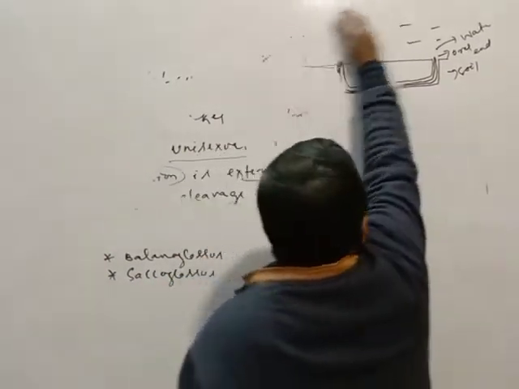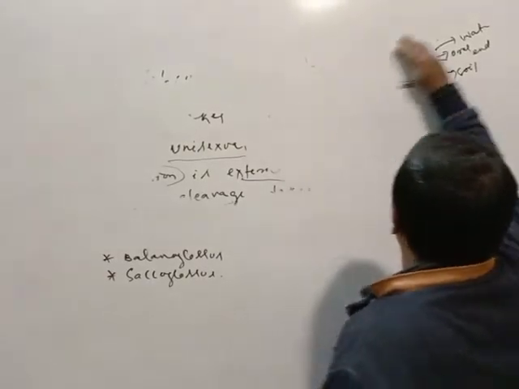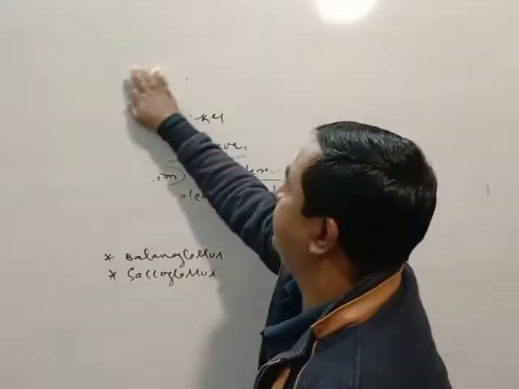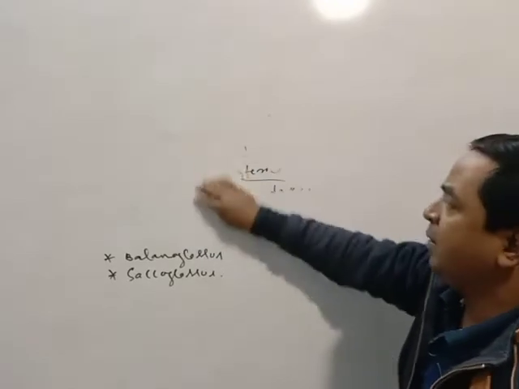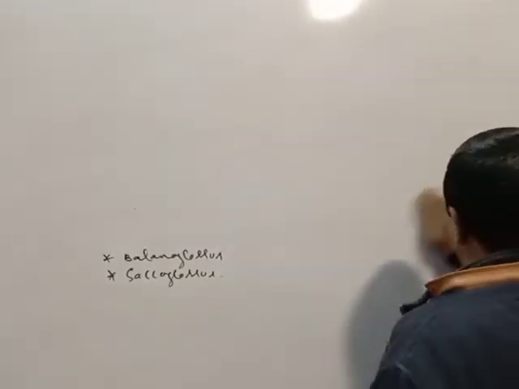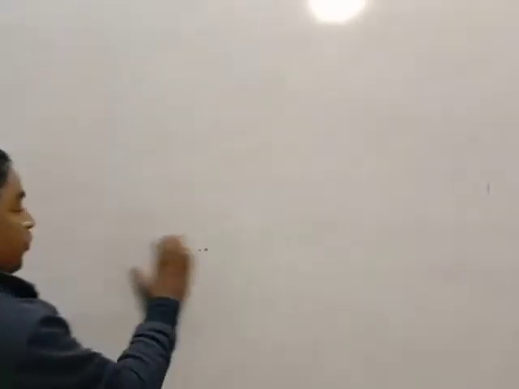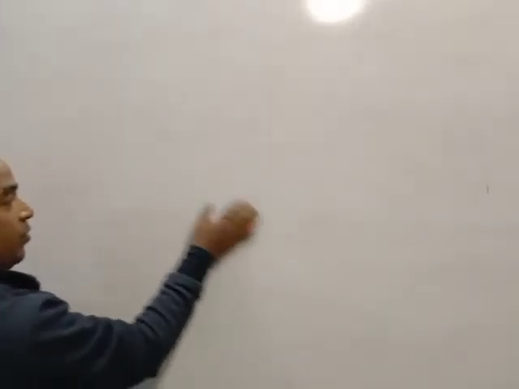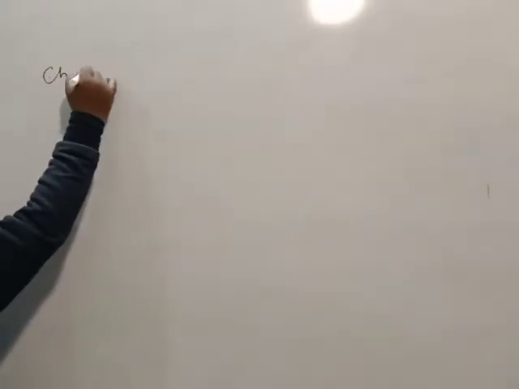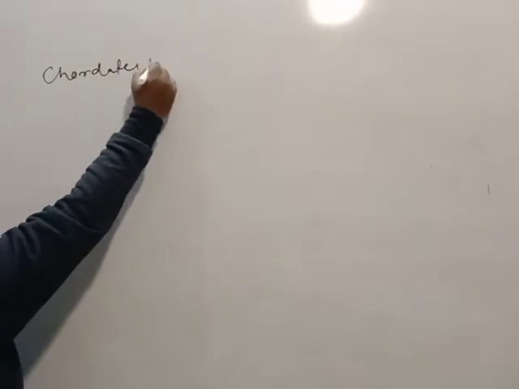Chordates are those organisms having a definite notochord, and you have discussed the basis of classification. Those organisms that do not contain a notochord are called non-chordates. So, characteristics of chordates.